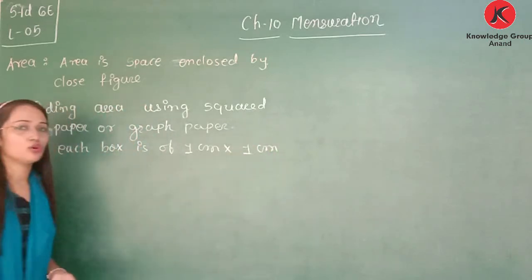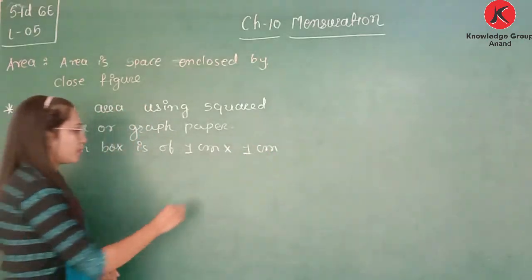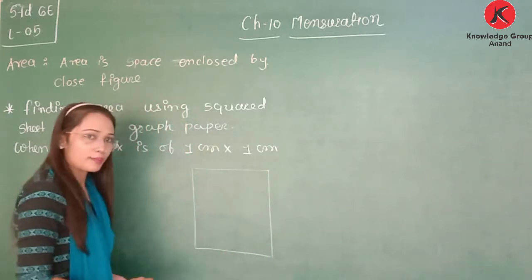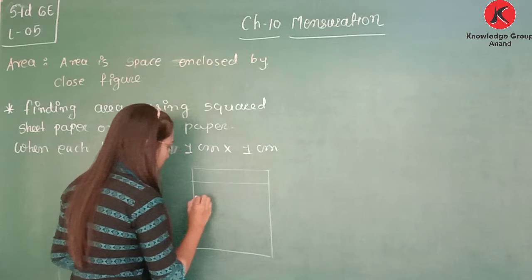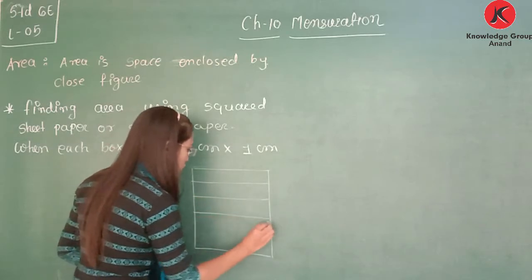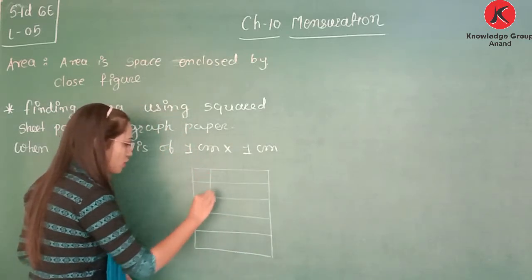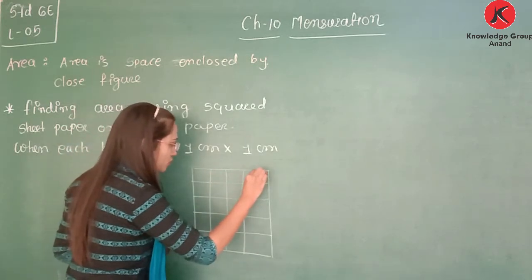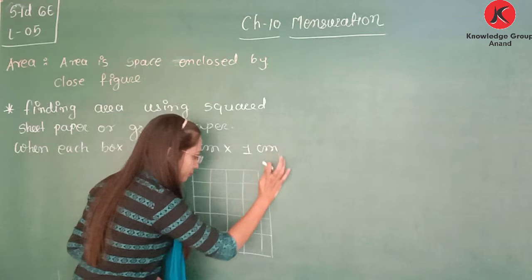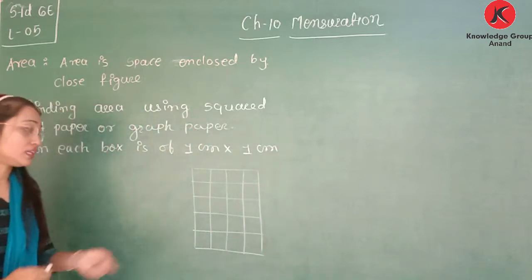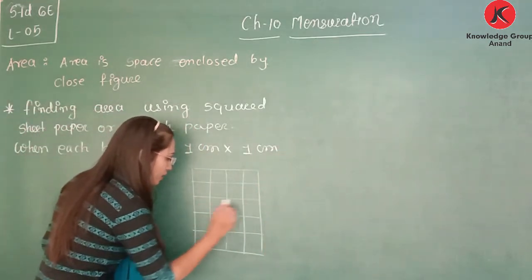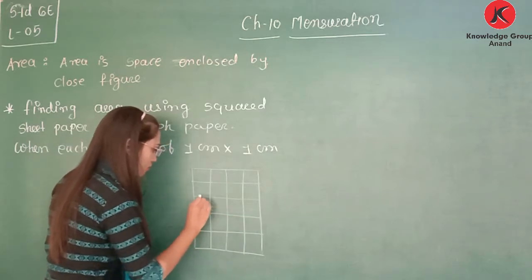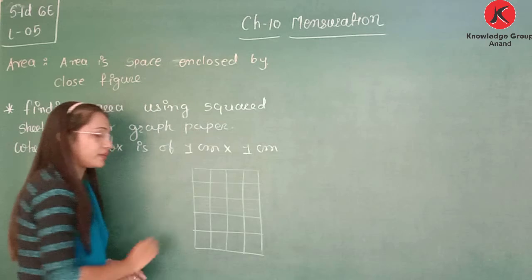Now we already know what a graph paper is. In graph paper, it is like this. One paper is there. That paper is divided into a number of square boxes. Each box is of square shape. And again this square is also divided into 10 parts or 5 parts. This kind of paper we already know.